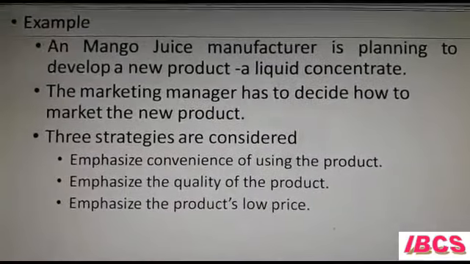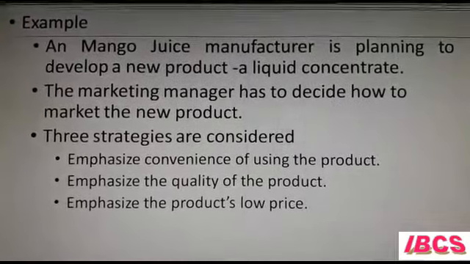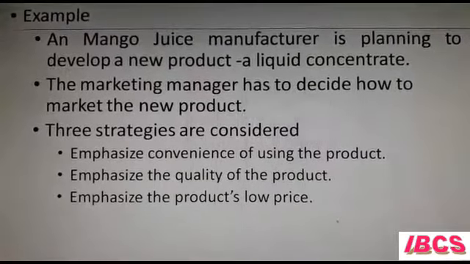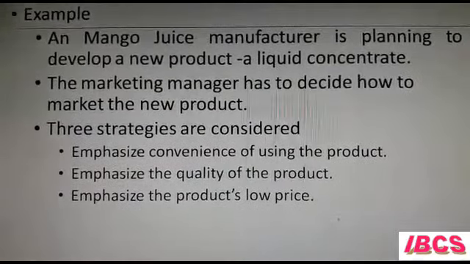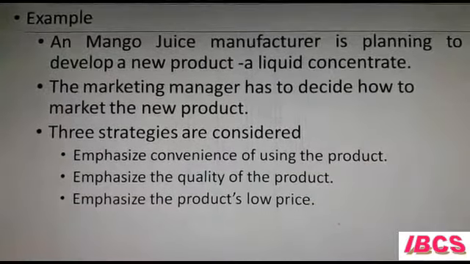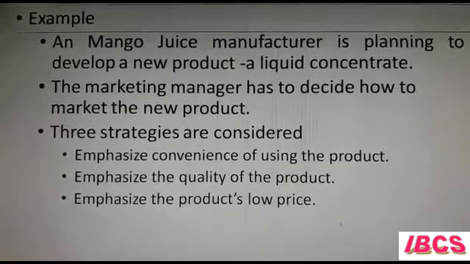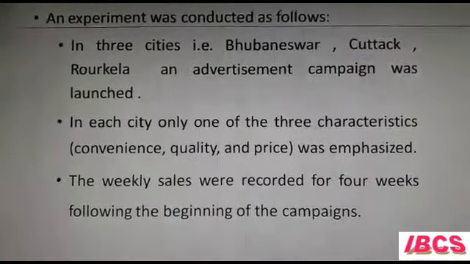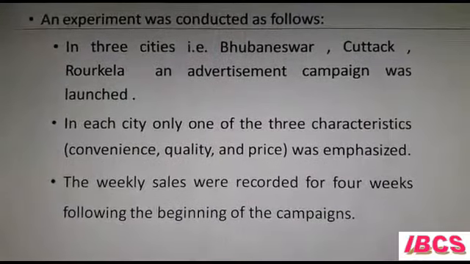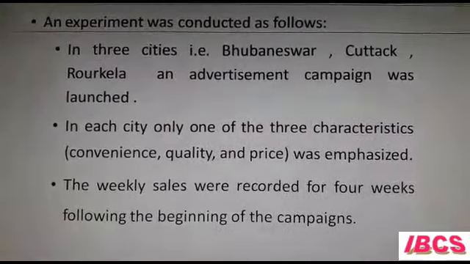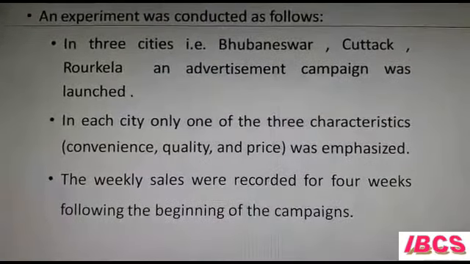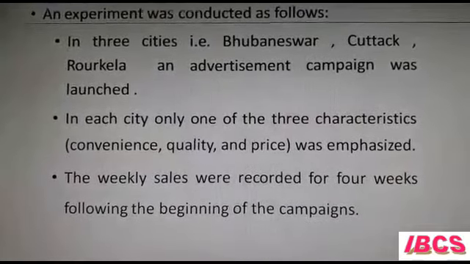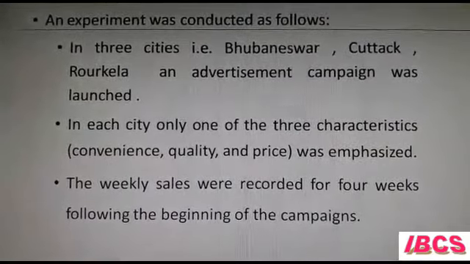Let's look into an example. A mango juice manufacturer is planning to develop a new product, a liquid concentrate, and a marketing manager has to decide how to market the new product. Three strategies have been considered, giving emphasis on convenience, quality and price. One experiment was conducted in three cities: Bhubaneswar, Cuttack and Rourkela. An advertisement campaign was conducted, and in each city only one of the three characteristics, that is convenience, quality and price, was emphasized. The weekly sales were recorded for 4 weeks following the beginning of the campaign.